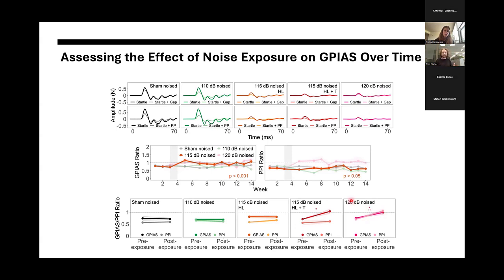So the question is, does this line up with the ABR data? We're still analyzing the data, but it looks like the animals that have intact gap detection are not the ones that also have lower central compensation according to the ABR.